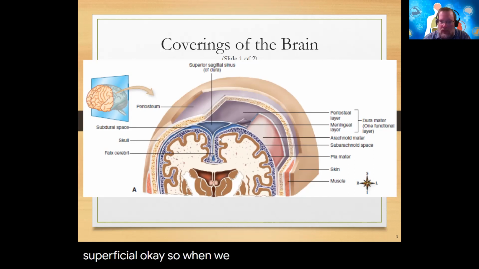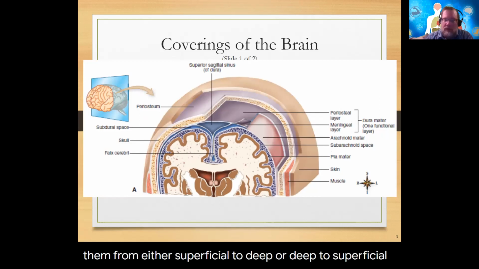When we look at the deeper aspects of the cerebrum, or of the brain, we can see there's some kind of webbing going on here. Right up against the brain tissue itself, you can see this white layer representing what we call pia mater. By the way, the three meninges, you do need to know. So structurally, what do we need to know from the central nervous system? Right off the bat, we need to know the names of the three meninges that cover the brain and spinal cord, and you need to know them from either superficial to deep or deep to superficial.